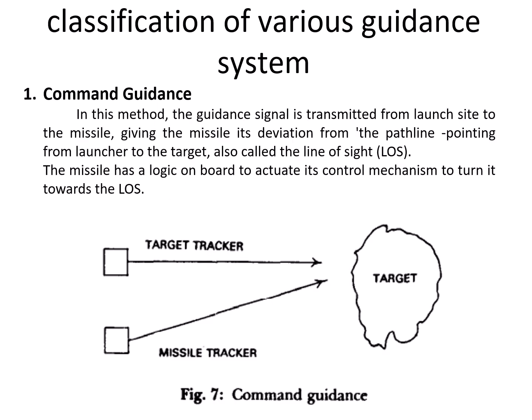First is the command guidance. In this method, the guidance signal is transmitted from the launch site to the missile, giving the missile its deviation from the path line and the line of sight. So we have the ground station which will be transmitting the electromagnetic wave toward the target, which will locate the target, and the target location and direction can be transmitted to the missile using the command guidance system. So you apply different types of command transmission strategy, so that the missile will always keep pointed toward the line of sight of the target, and this logic can be transmitted to the control mechanism, and accordingly the missile can be maneuvered.